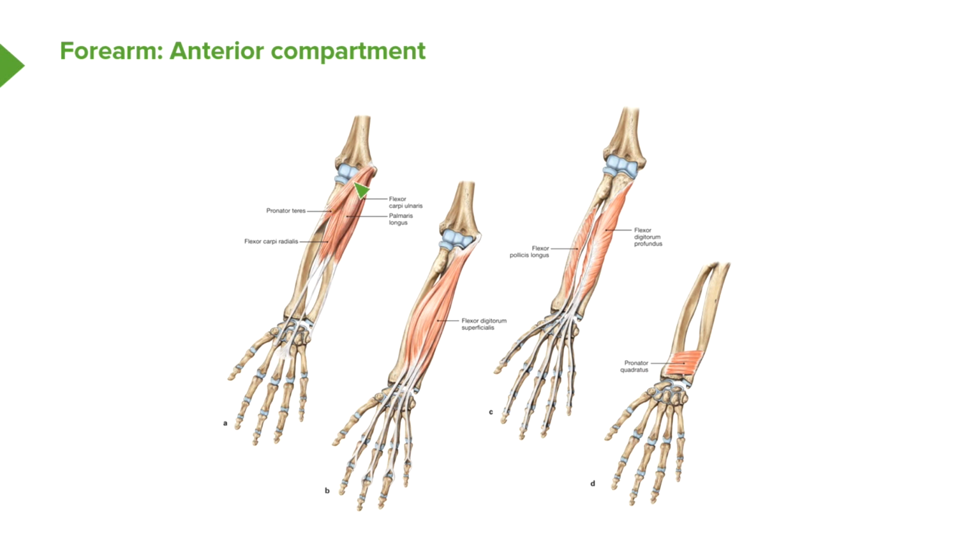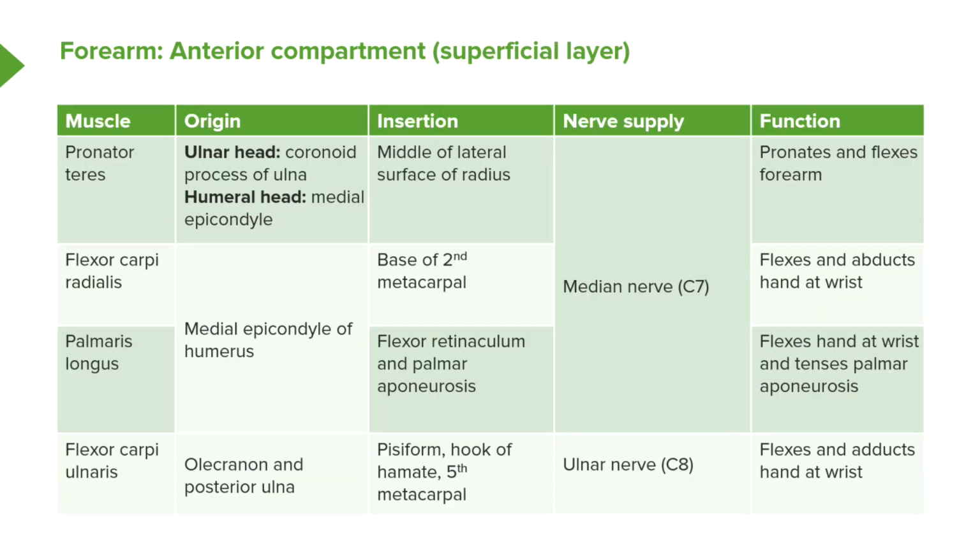We can see it here. We then remind ourselves of flexor carpi radialis, palmaris longus, and flexor carpi ulnaris, and we can look at their attachments. Flexor carpi radialis and palmaris longus are coming from the medial epicondyle of the humerus. So both of these are coming from the medial epicondyle of the humerus.